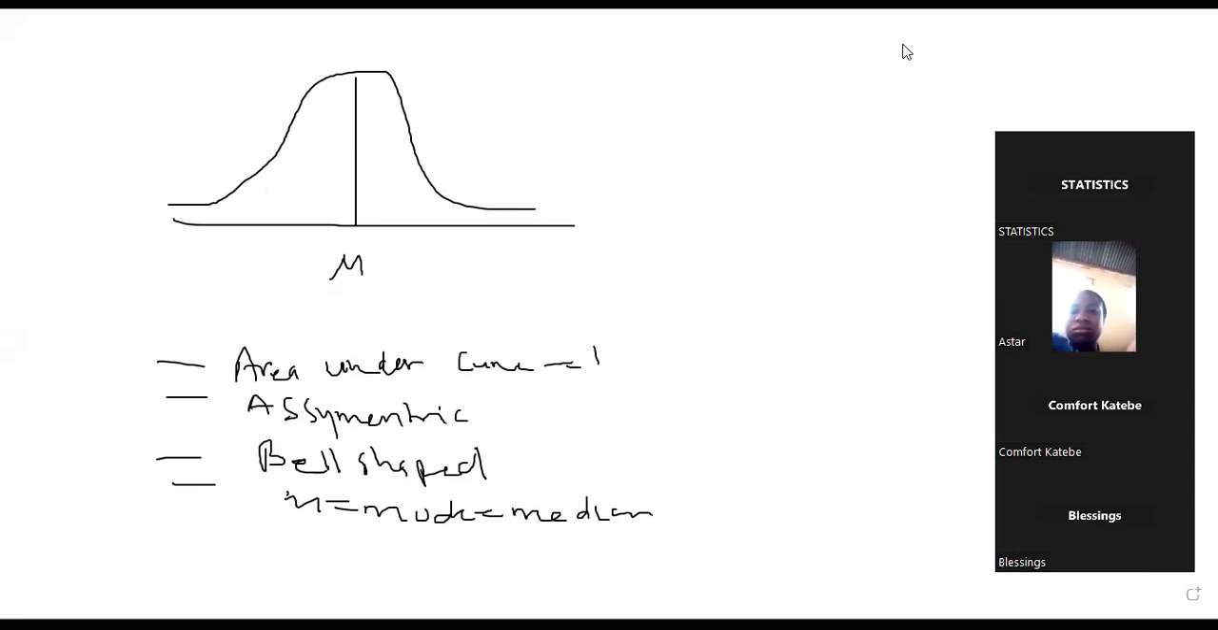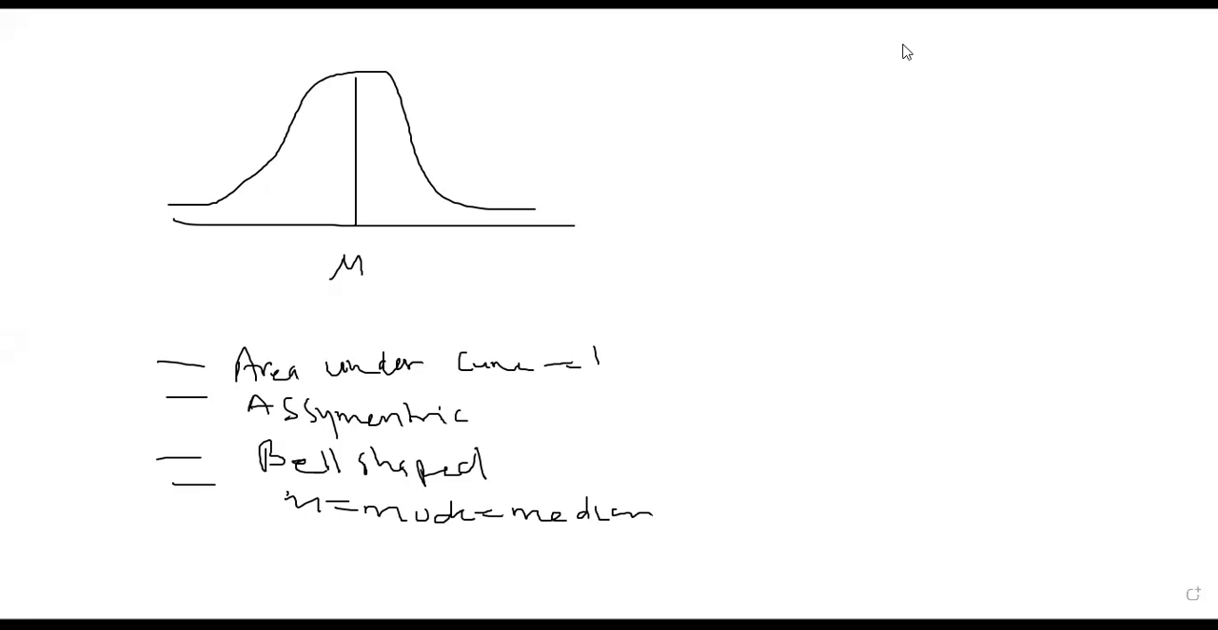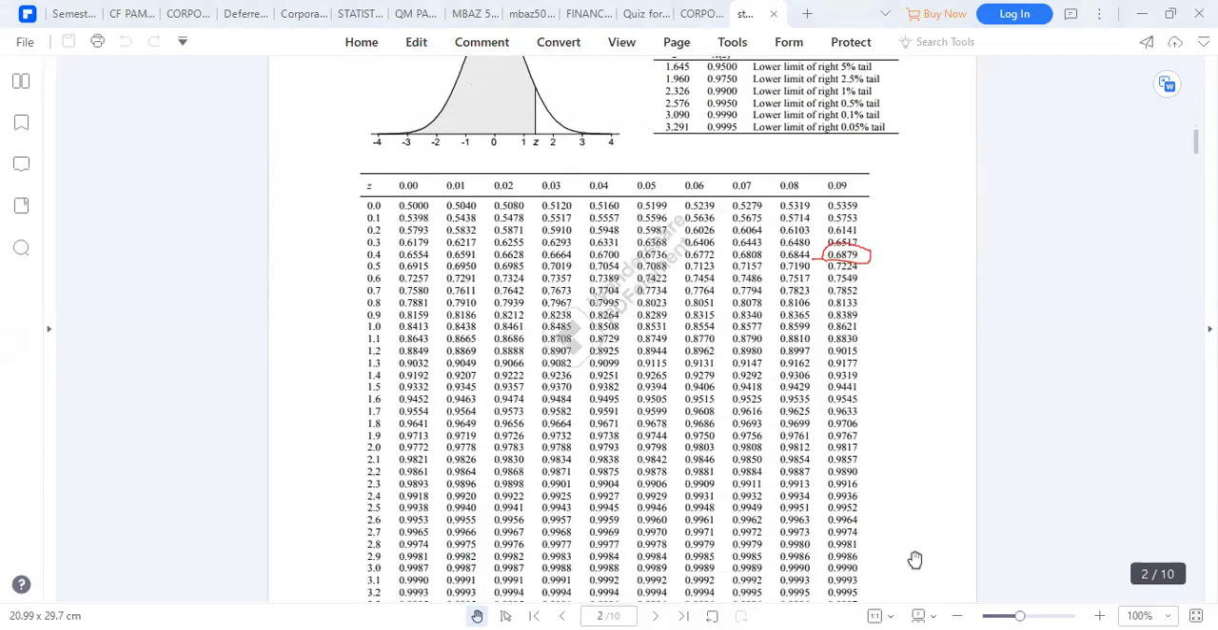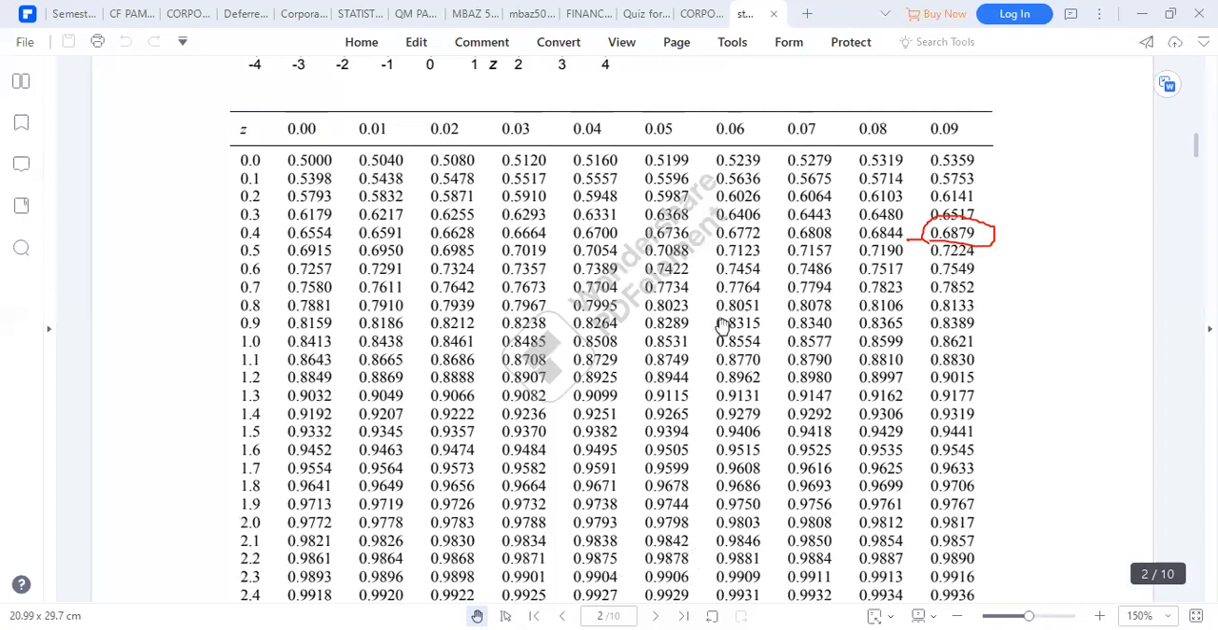Okay, so now let's go to understanding the tables and how to read them. So these tables are very important. This is called the statistical table. Now these tables are read in a special way. So this is what we call the statistical table.